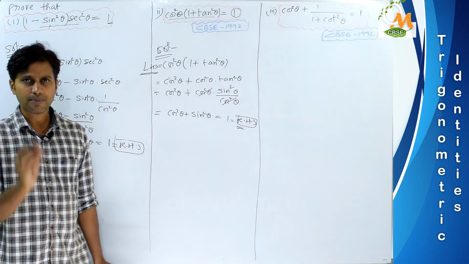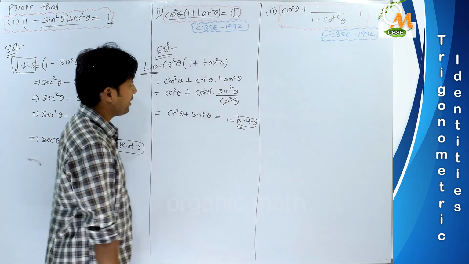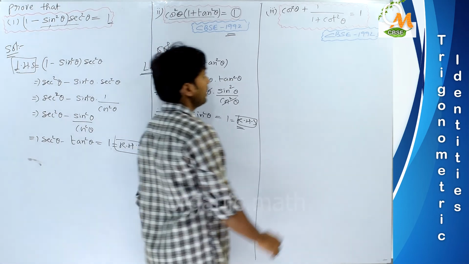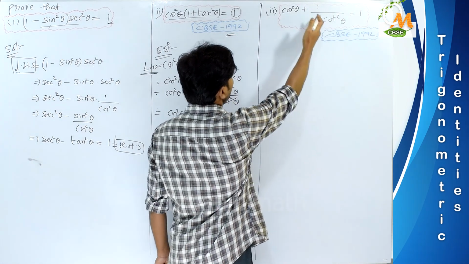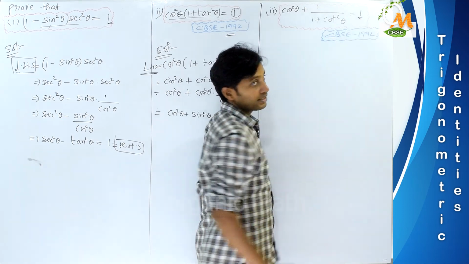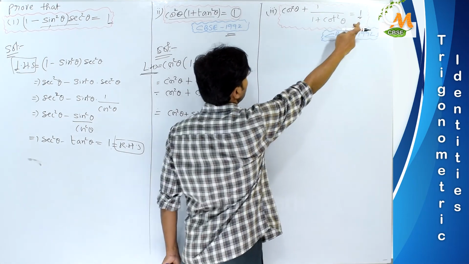This is also one of the simplest applications, and it was given in CBSE 1992. Okay, the next one. Here we need to show that cos square theta plus 1 by 1 plus cot square theta equals 1. Understand? Again, take the LHS part and obtain this.